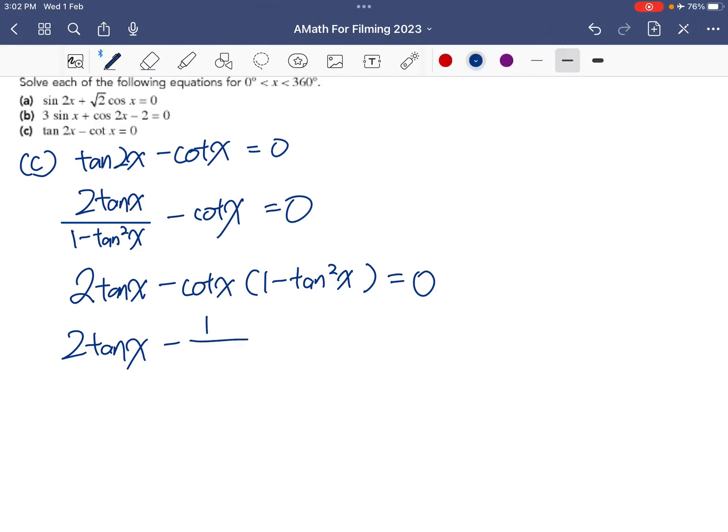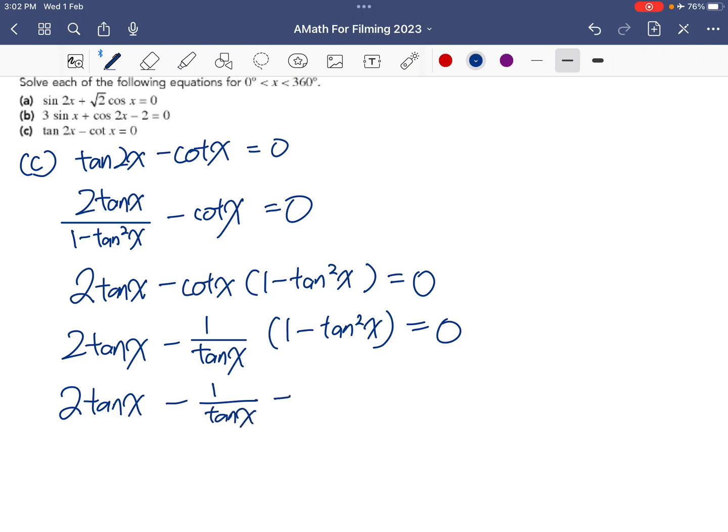Cotangent x can be re-expressed as either cosine over sine, but in this case, I'll choose to express it as 1 over tangent x. So 2 tangent x minus 1 over tangent x times 1 minus tangent square x equals to 0. Then I get 2 tangent x plus 1 minus 1 over tangent x minus tangent x. How I got this was 1 over tangent x times 1 gives you 1 over tangent x. 1 over tangent x times tangent square x will just simply give you tangent x itself.